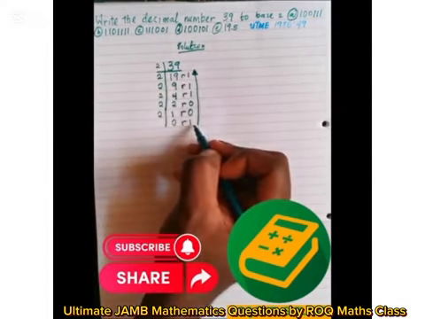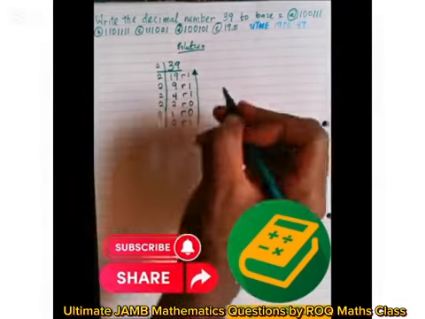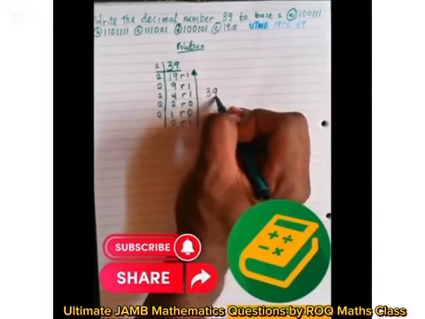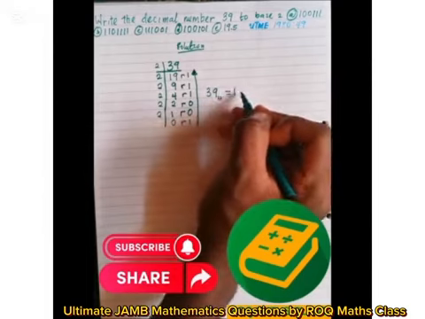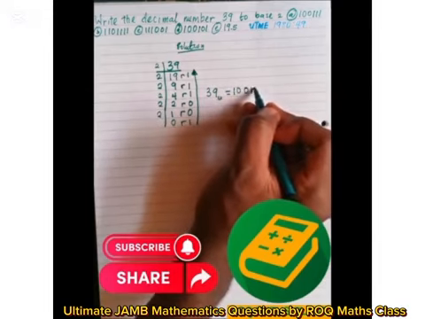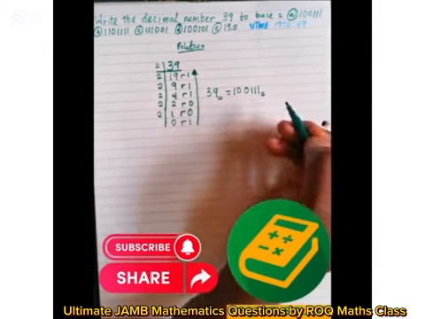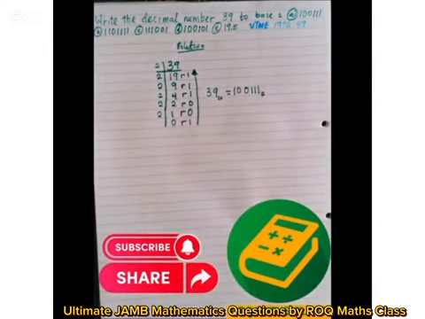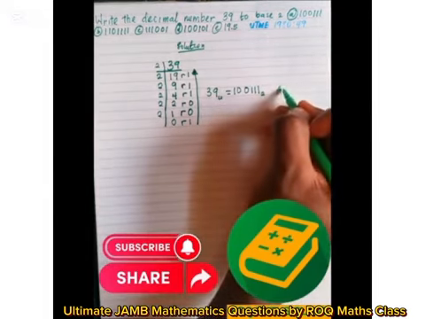So your answer will be written from down to upward. So 39 base what? 10 is equal to 1 0 0 1 1 1 base 2. So our answer from the option is what? Is A. My answer is what?